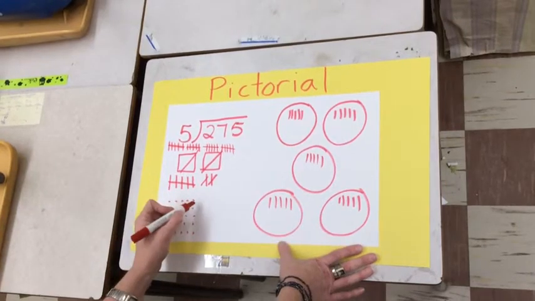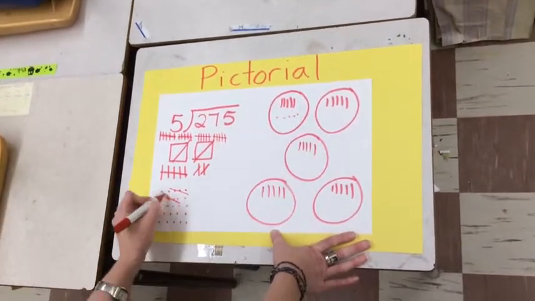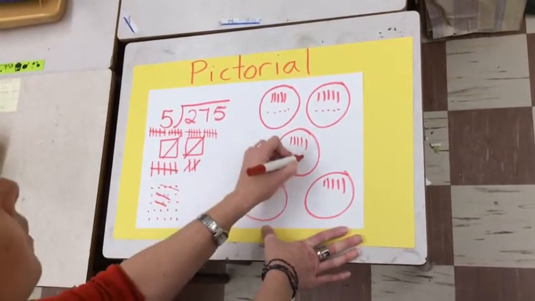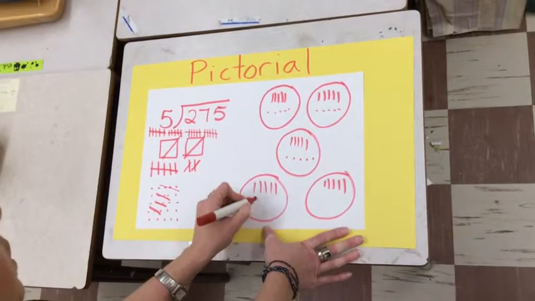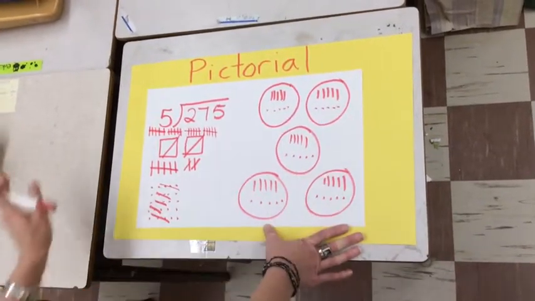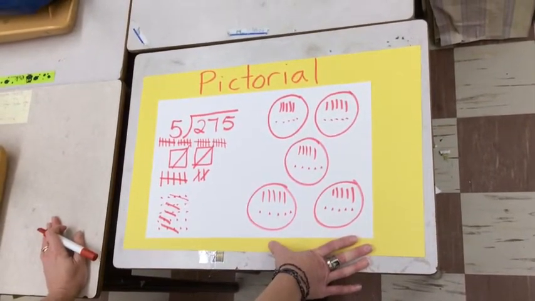So here we go. So I know 5, 1, 2, 3, 4, 5, 1, 2, 3, 4, 5, 1, 2, 3, 4, 5, 1, 2, 3, 4, 5, 1, 2, 3, 4, 5. So that's all of my 25 ones used up because 5 times 5 is 25.